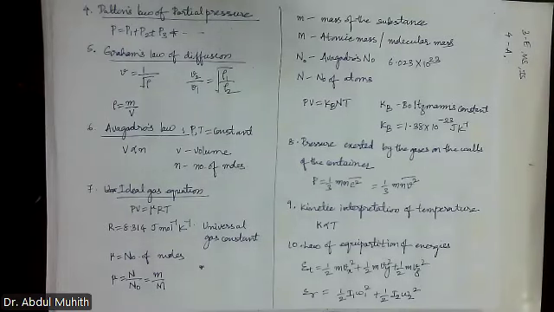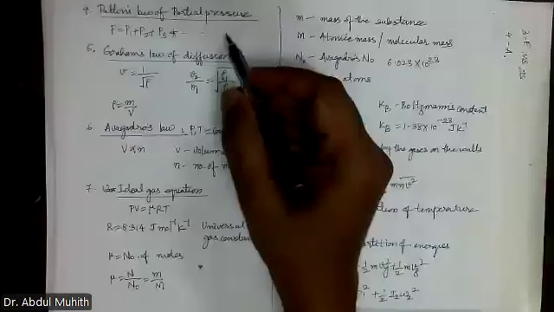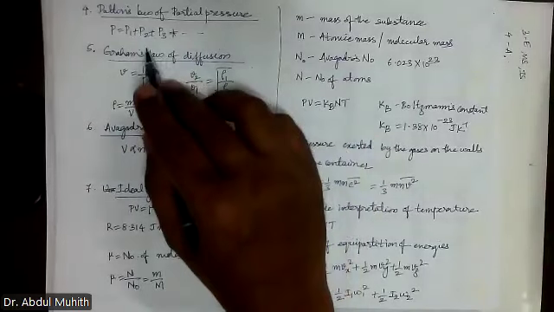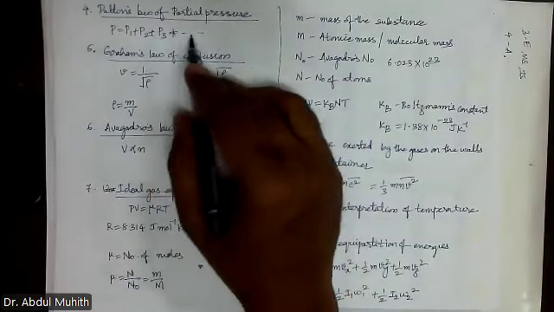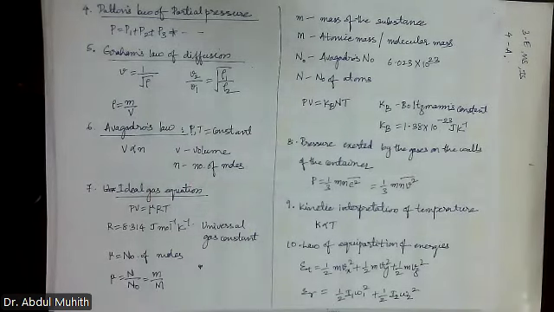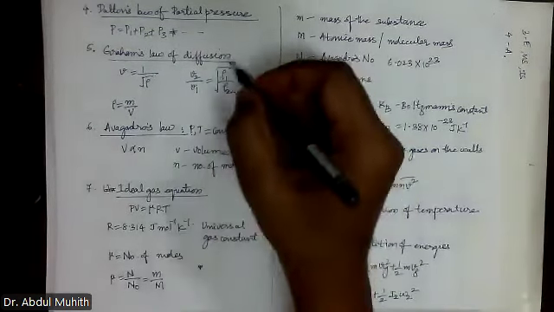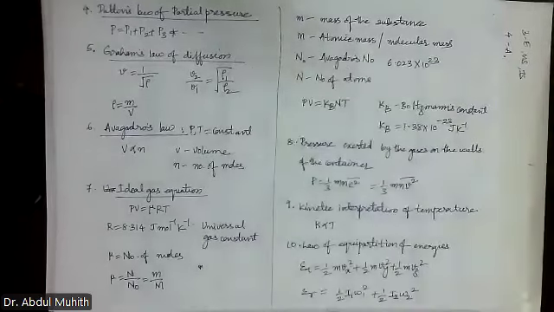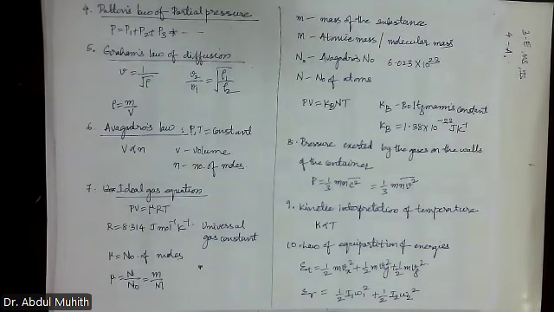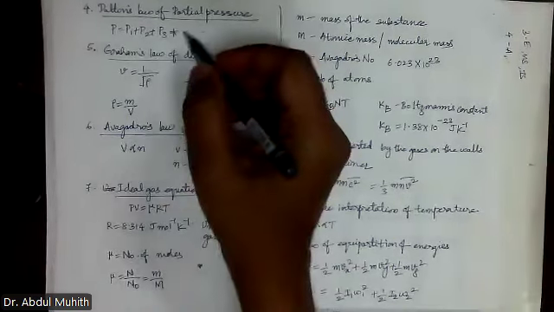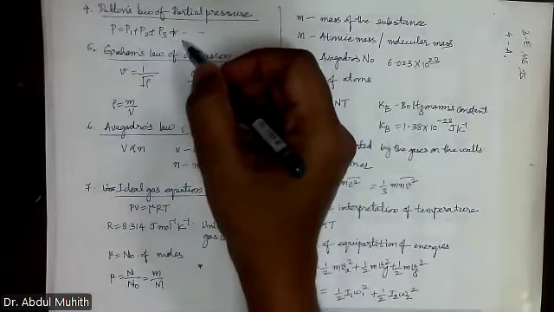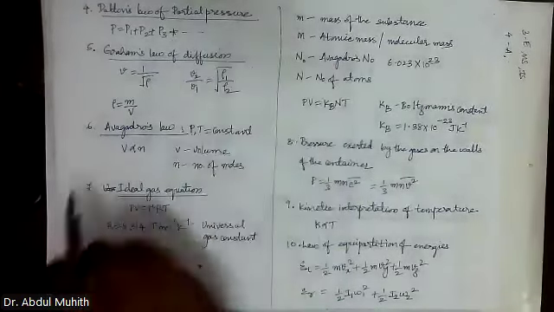The next one is Dalton's law of partial pressure. It tells about P equal to P1 plus P2 plus P3, which is for non-reacting gases. And Graham's law of diffusion. Diffusion means the motion of particles from high concentration to low concentration, like someone wearing a perfume. That's the best example. So P is equal to P1 plus P2 plus P3.